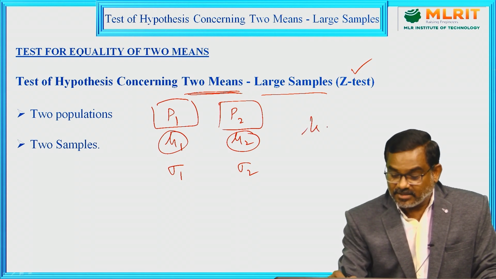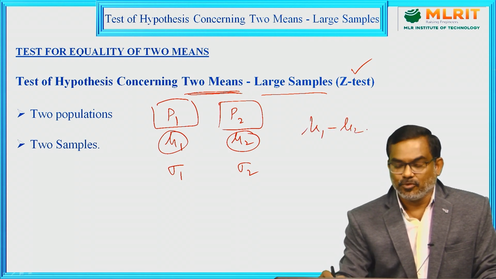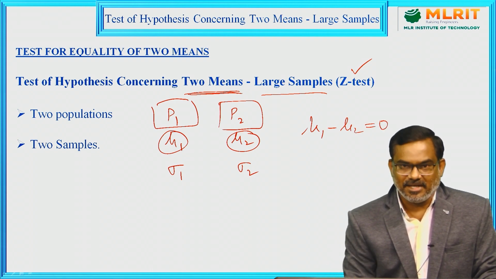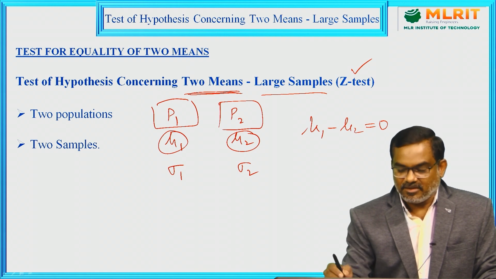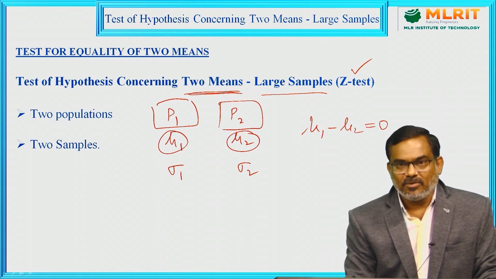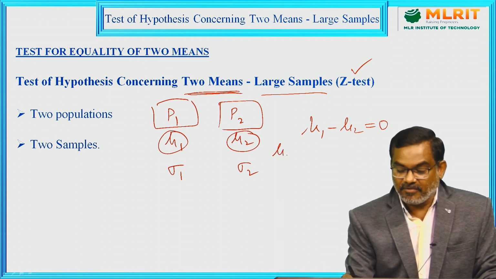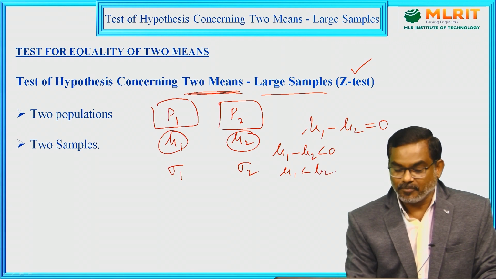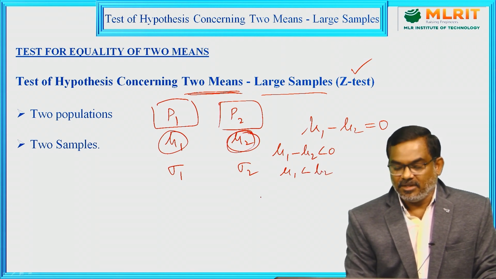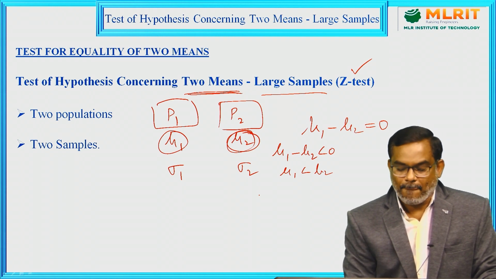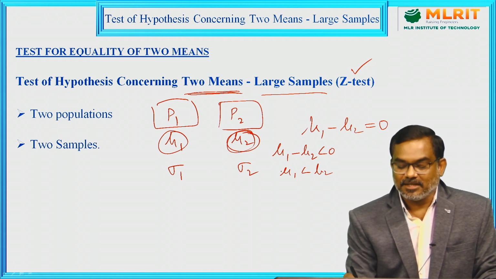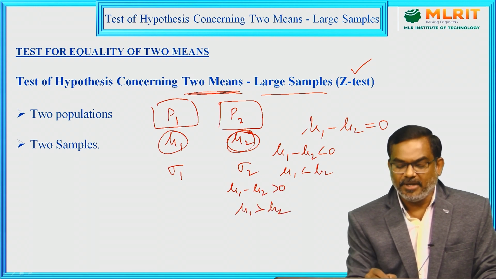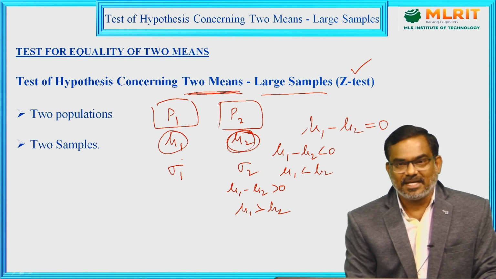If we calculate the difference mu1 minus mu2, and if this difference is 0, simply we can say both the means are the same. Otherwise, it is not equal to 0, or less than 0, or greater than 0. For example, if mu1 minus mu2 is less than 0, that implies mu1 is less than mu2, so the mean of the second population is greater than that of the first population. If mu1 minus mu2 is greater than 0, that implies mu1 is greater than mu2. The mean of the first population is more than that of the second.